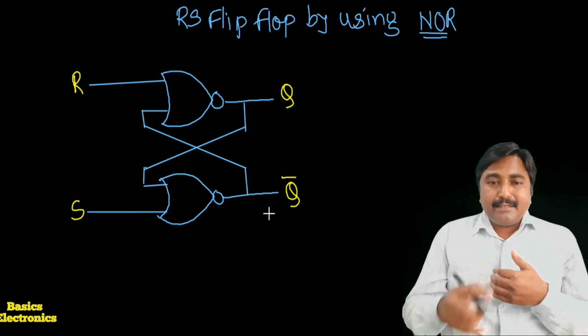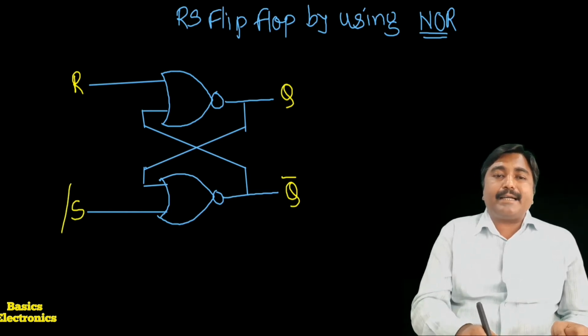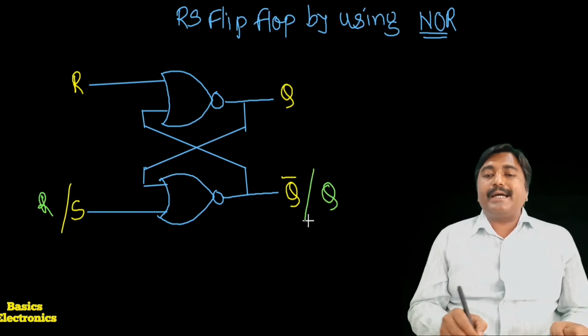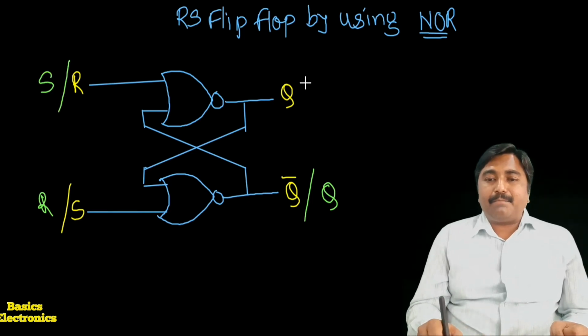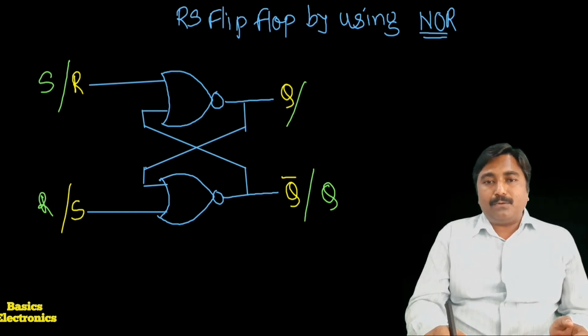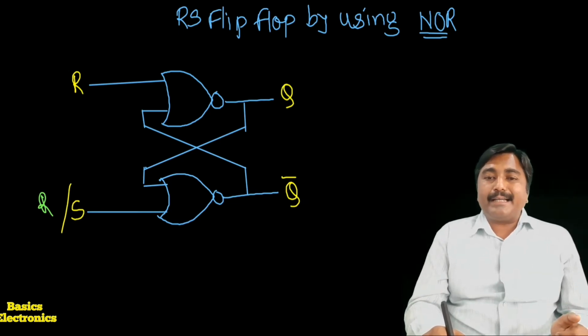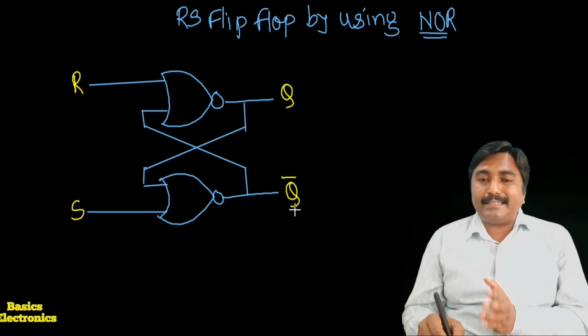We can interchange it. If the R is the input at the lower side, then we have to write down here the output, and that output is the Q output. If here it is the S, then we write here the output, and that output is the Q bar output. So the input to the upper NOR gate is R and the output of the upper NOR gate is Q. The input to the lower NOR gate is S and the output of the lower NOR gate is Q bar.